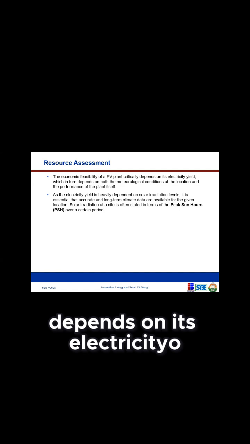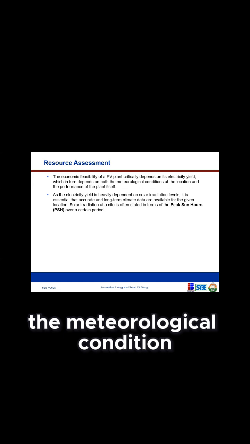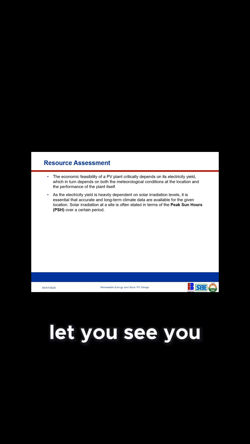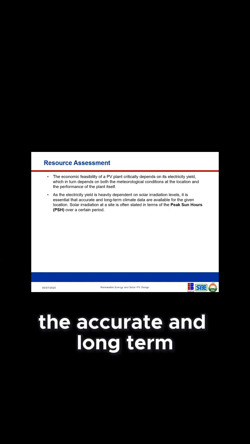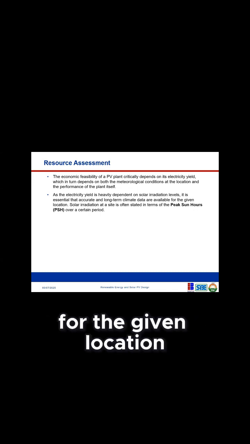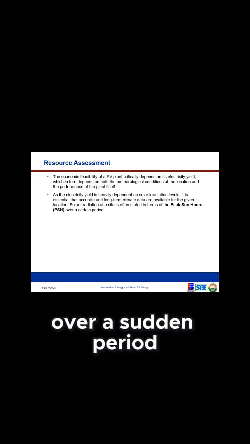The economic feasibility of PV plants critically depends on its electricity yield, which in turn depends on both the meteorological condition at the location and the performance of the plant itself. As the electricity yield is heavily dependent on solar irradiation level, it is essential that accurate and long-term climate data are available for the given location. Solar irradiation at a site is often stated in terms of the peak sun hour over a certain period.